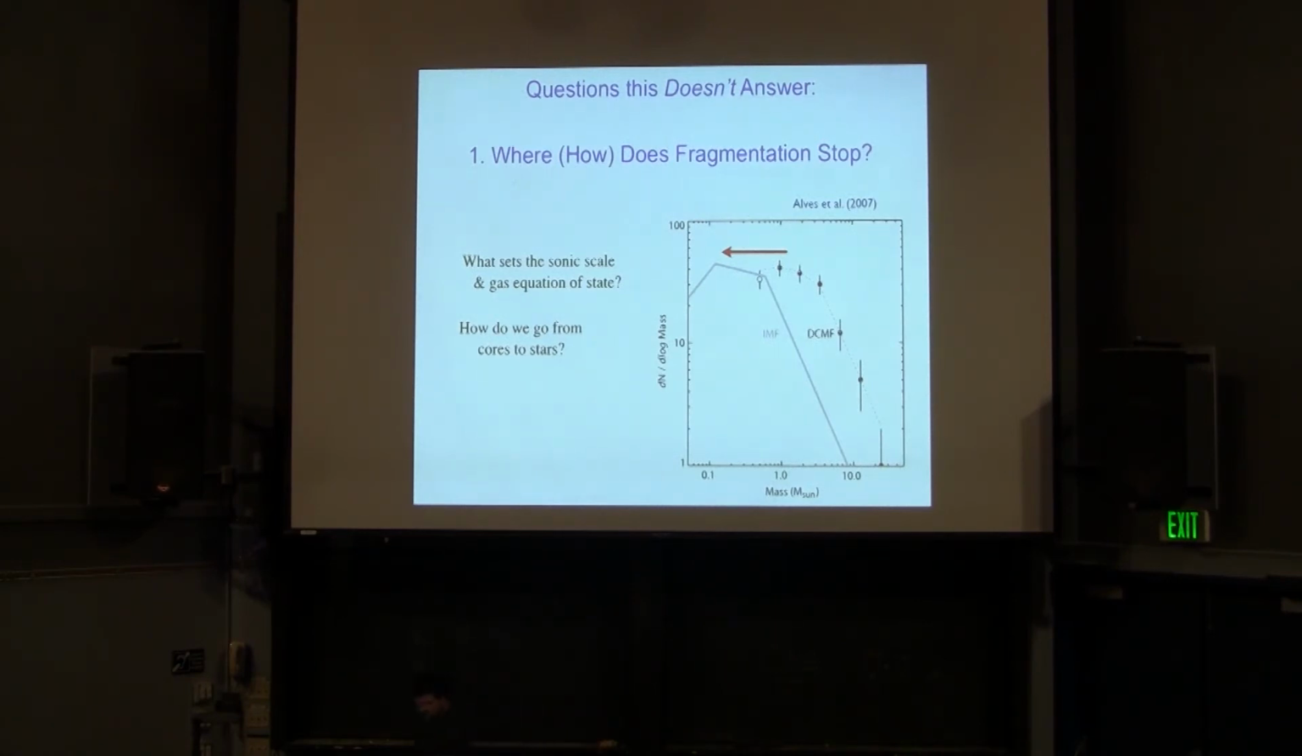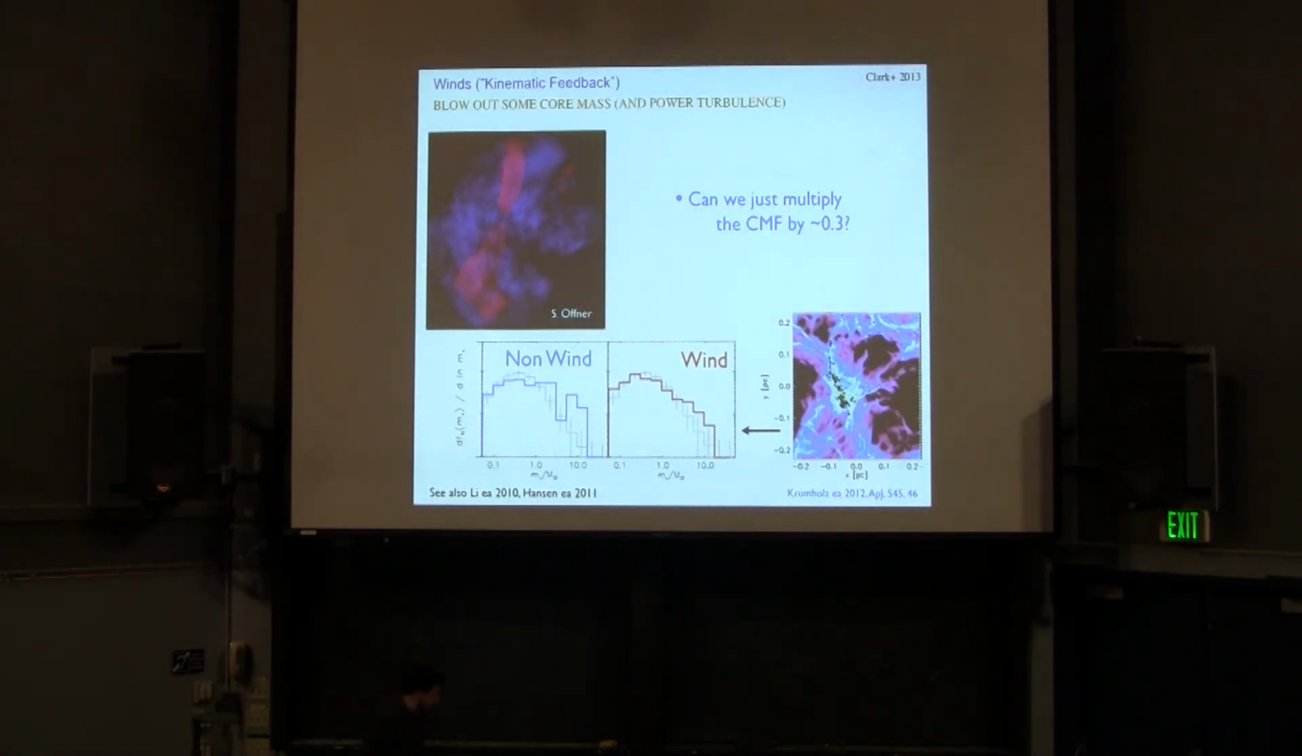So there's physics missing here that we're glossing over. One thing that surely happens is that these stars blow out some of the mass around them. You've got outflows from the stars, and these winds can blow away material. So maybe we can just multiply the core mass function by 0.3 and say they blow away 2/3 of the material. That would be nice, and that's what most people, myself included, do. It's wrong.